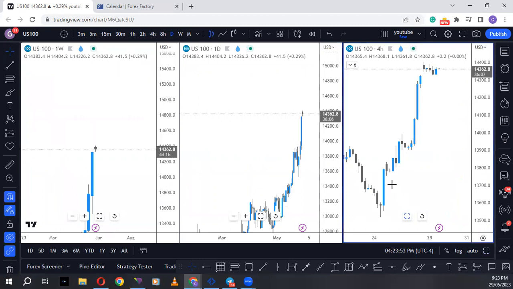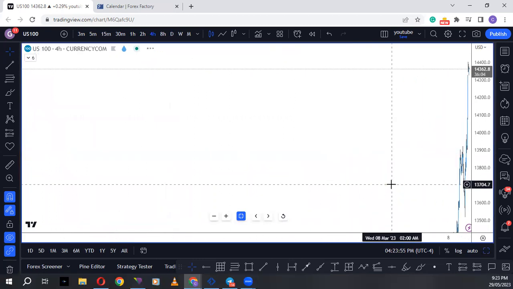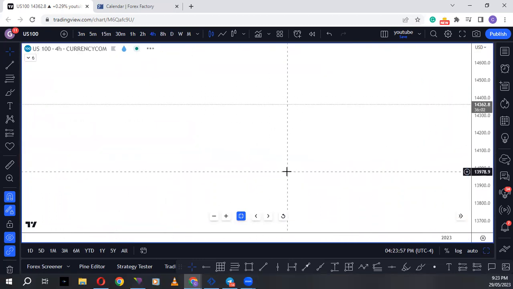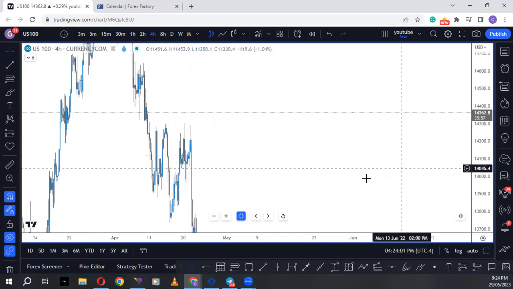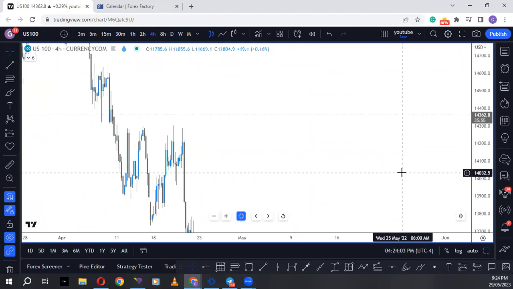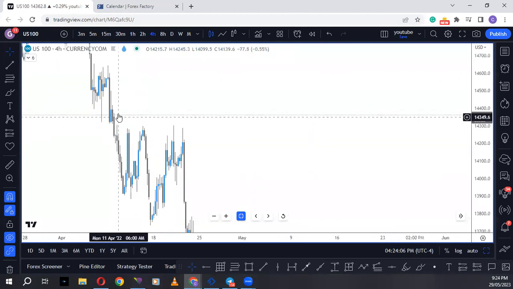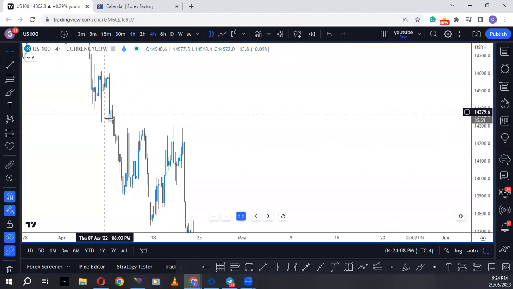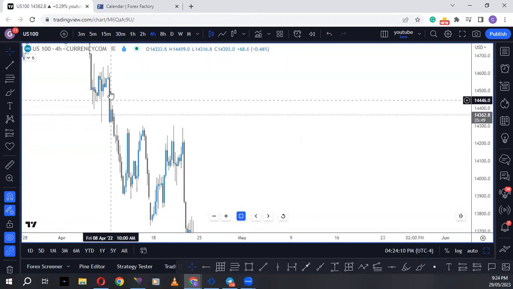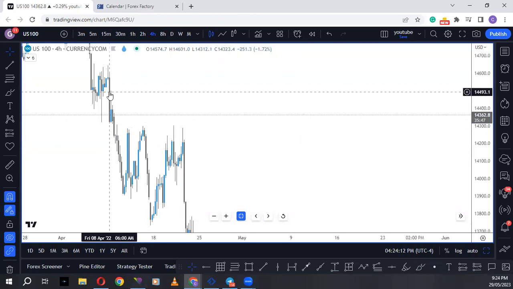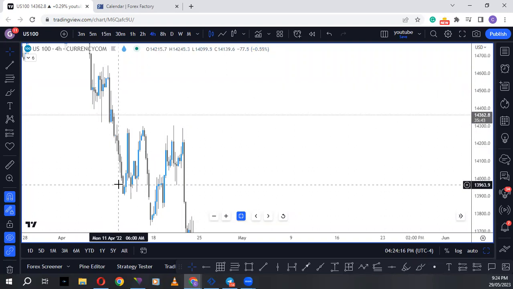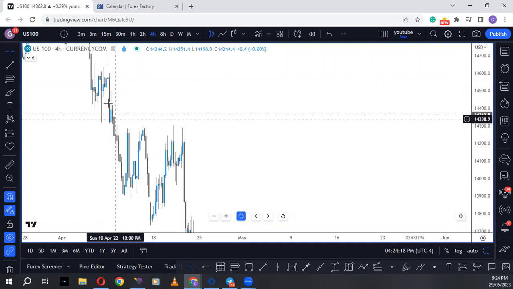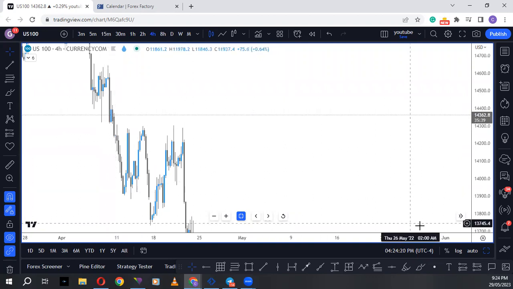Then if you go down to the 4 hour, what do we have on the 4 hour? You can see that price is at a kind of another block on the 4 hour. If you trade supply and demand, you will call this drop base drop. That's where price is at the moment.